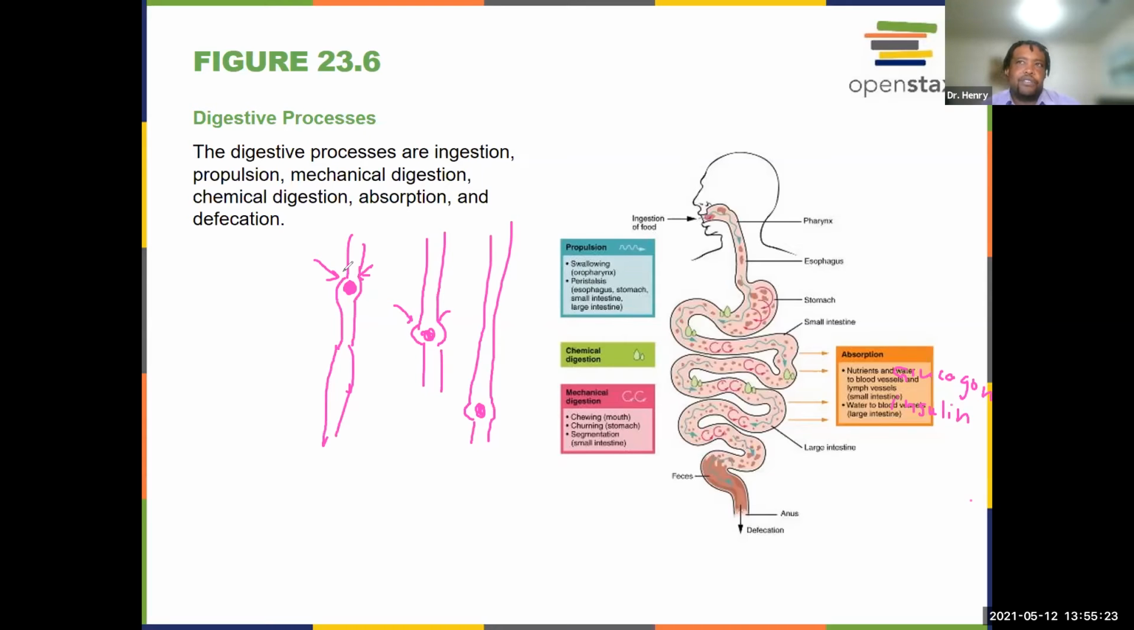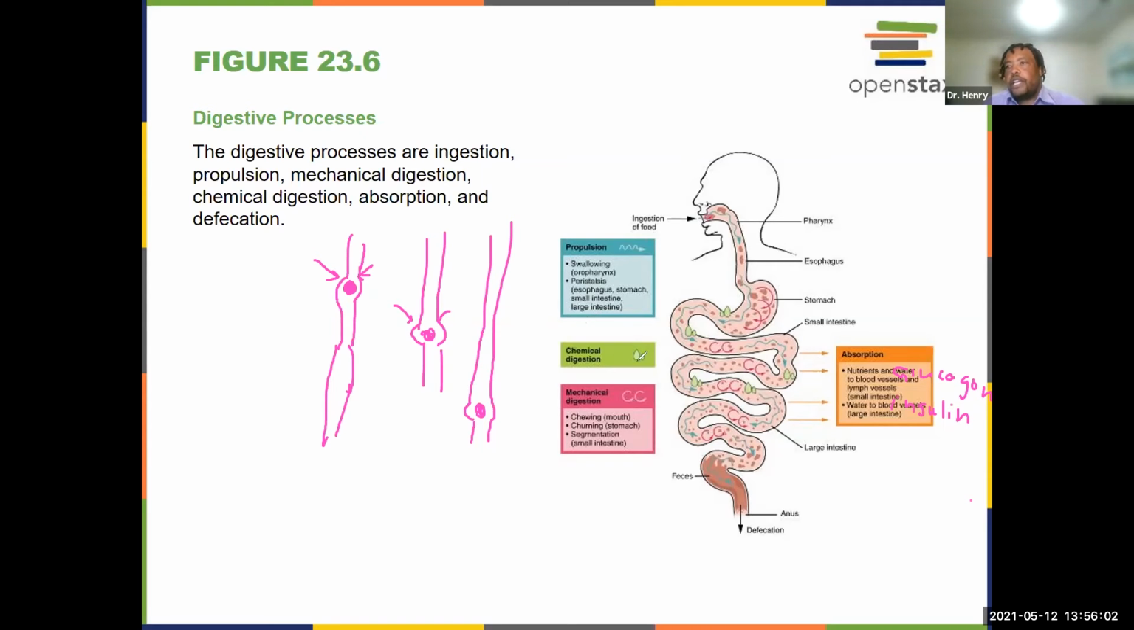Okay, and that's also kind of the same thing we do for pooping, right? When you poop, you're pushing it through, and then you clamp and push off. So it happens at the beginning, and it also happens at the other end. This propulsion is going to be done in the esophagus, in the stomach, in the small intestines, and in the large intestines.